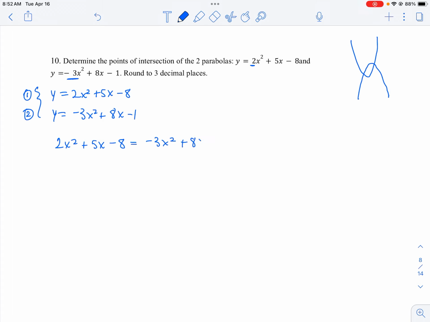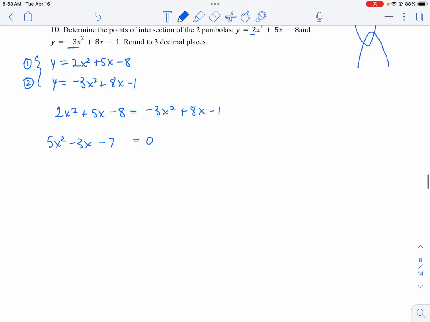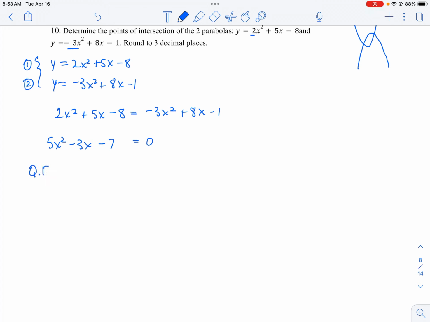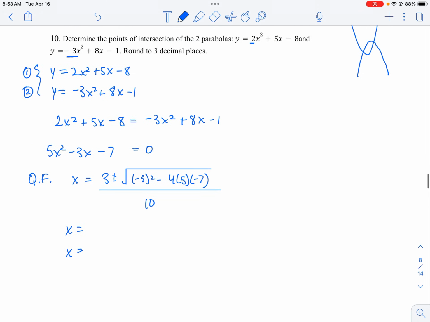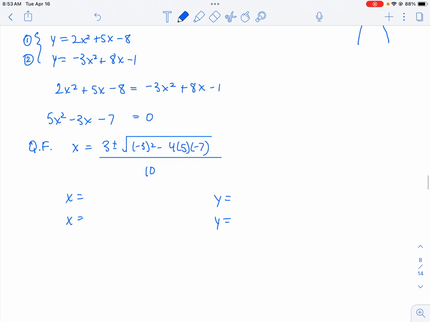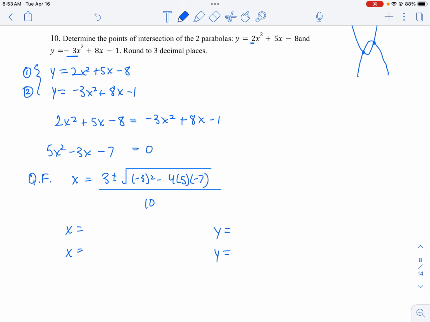Then what we get is a quadratic, and when we want to solve a quadratic, we need to have one side equal to 0: 5x squared minus 3x minus 7. We can't factor this as far as I can see, so we're going to use the quadratic formula. When you do that, you get negative b plus or minus the square root of b squared minus 4ac over 2a, and then you're going to solve for two values. Once you get those two values, you're going to find the associated y values. One of these values might be negative, and that's okay because we're not talking about side lengths.